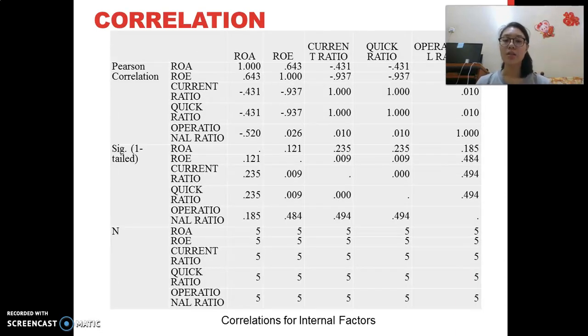The next correlation table shows that the current ratio, quick ratio, and operating ratio have a negative relationship with ROA, and the significance values show that they are not significant.